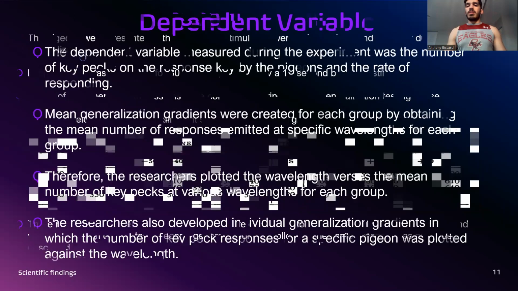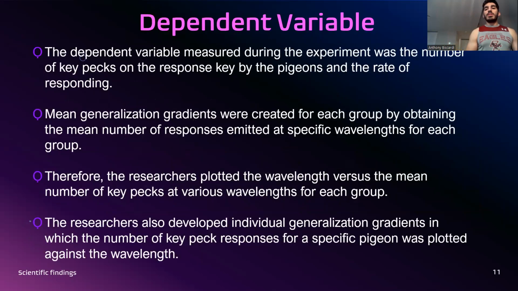And so what did the researchers record? The researchers recorded the number of key pecks on the response key by the pigeons and the rate of responding, both of these values. They created mean generalization gradients for each of the groups, as well as individual generalization gradients. So the x-axis is going to be the wavelength, or the deviation from the CS, versus the mean number of key pecks. There's also some other graphs that I'll talk about later when I talk about the results that are a little more complicated.